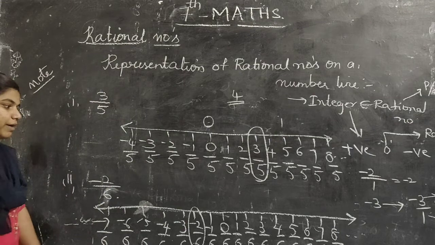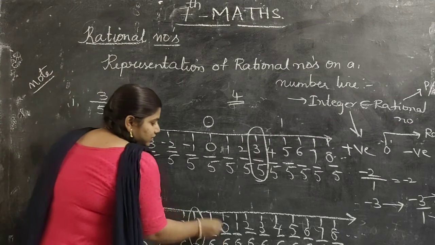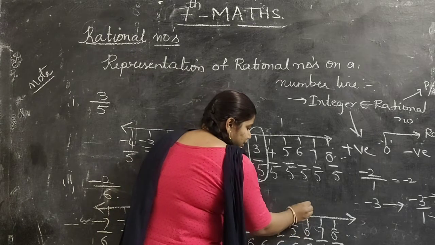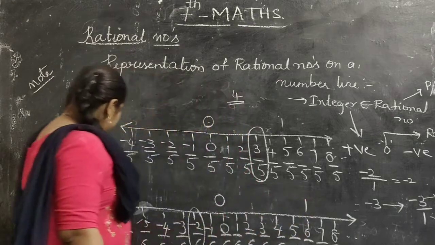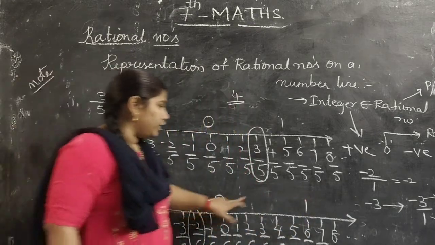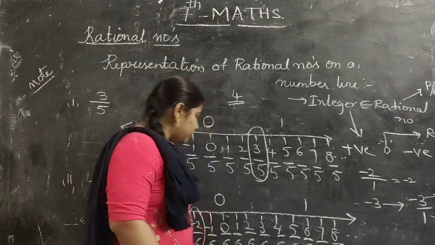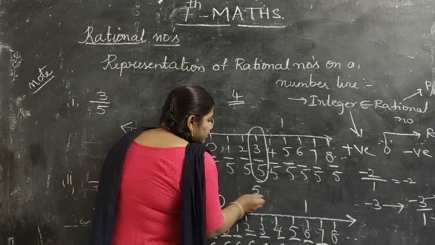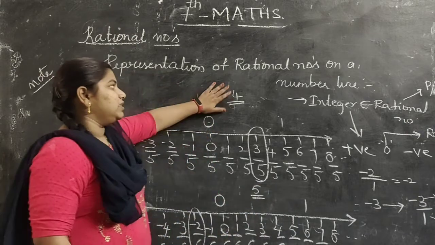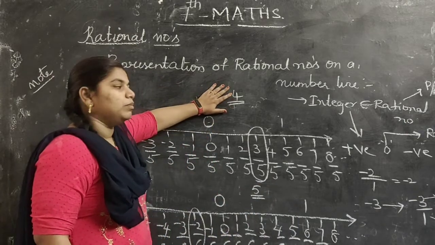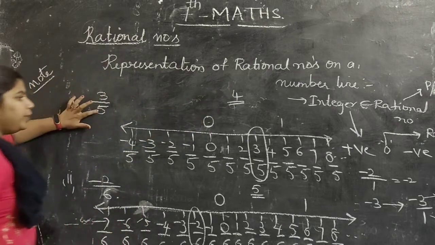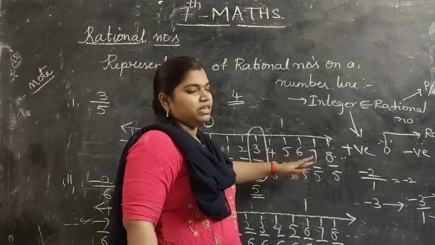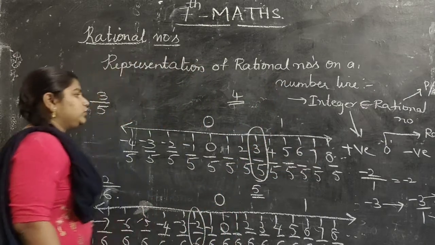Now coming to this part. 0 by 6 is nothing but 0 and 6 by 6 is nothing but 1. So in this case, how many rational numbers are you seeing between them? 1, 2, 3, 4, 5. So in this case you are seeing 5 rational numbers, and in the earlier case only 4. So depending upon the denominator value, between any two rational numbers you will be seeing infinite rational numbers.